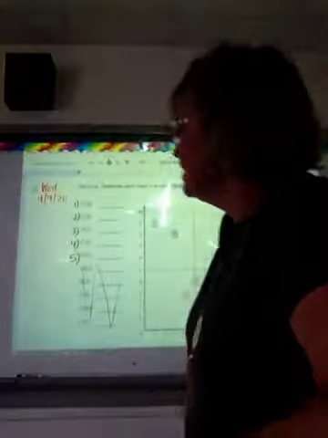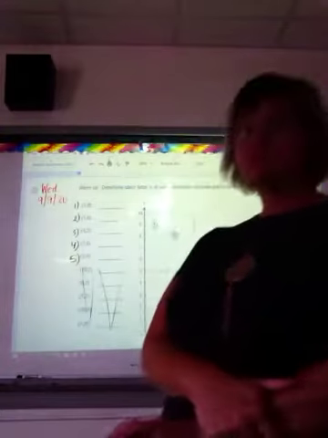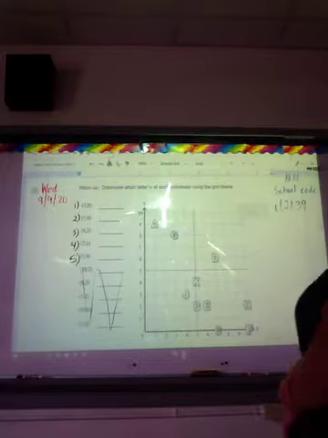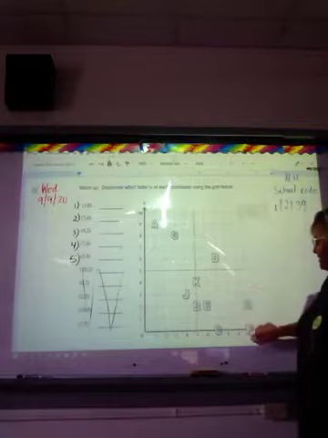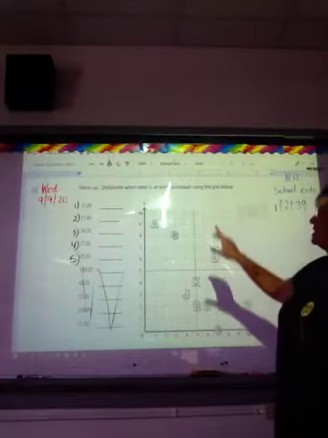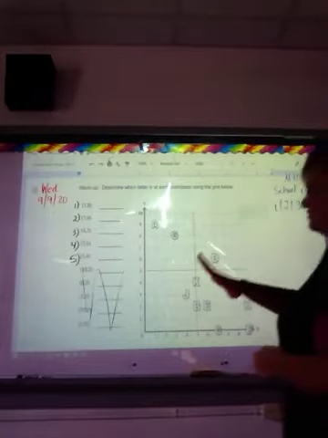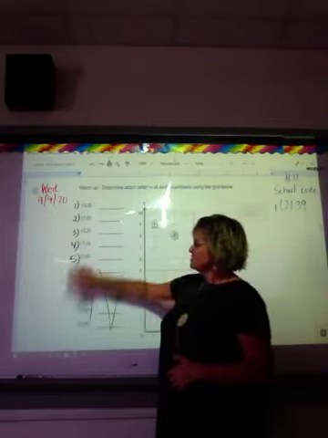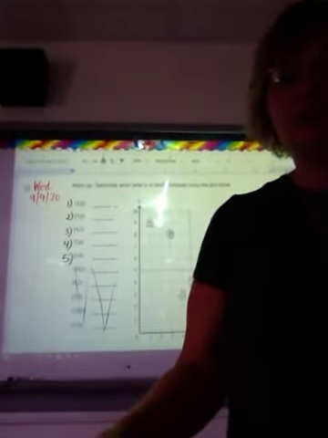Here we go. On your paper, you should have Wednesday, 9/9/20. And our warm-up is this graph. Hopefully you can see the graph here. We've got all these different letters at different points. The directions say, determine which letter is at each coordinate using the grid below. Now I only need you to do 5 of these, so you can just ignore this right here, okay? So we're just going to do these 5. If you can't see it, I will read them out loud.